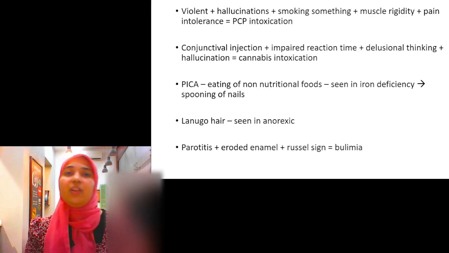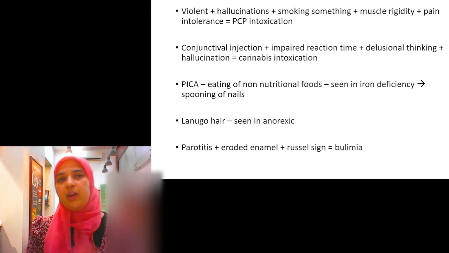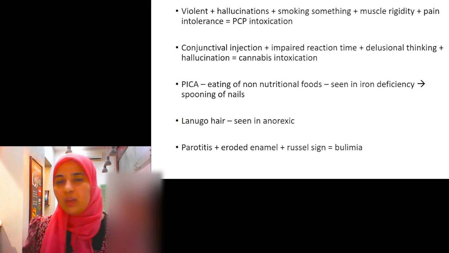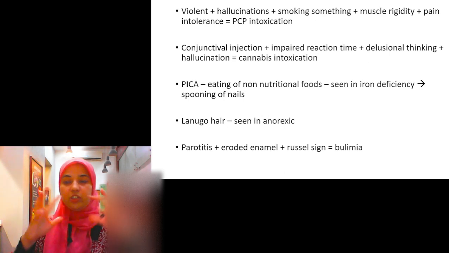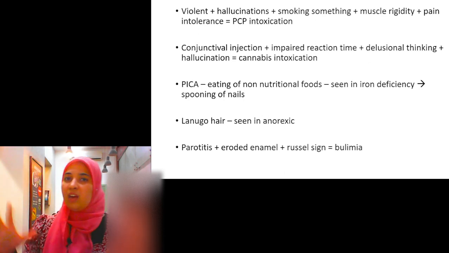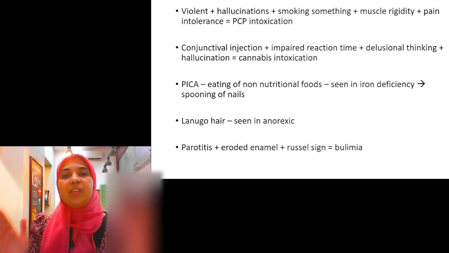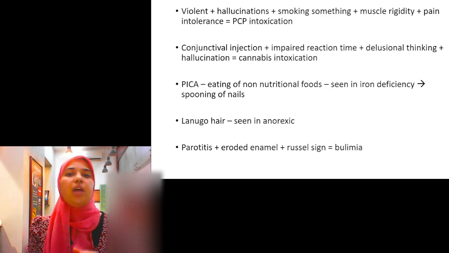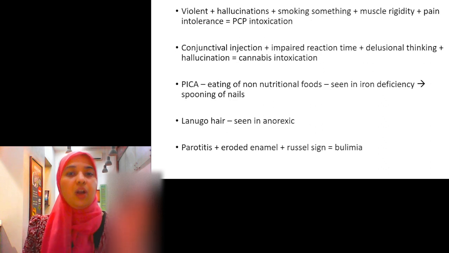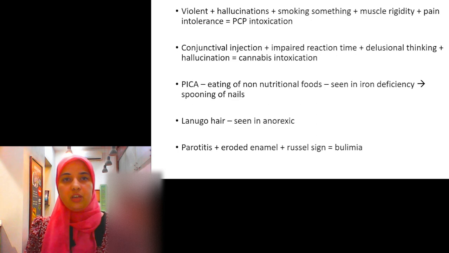If you get a clinical vignette of someone who is extremely violent, plus hallucinations, plus a history of having smoked something, right? Plus muscle rigidity, pain intolerance. Okay, they are extremely strong. They're not feeling any pain, with people trying to stop them from this violent behavior. You want to think of PCP intoxication. Conjunctival injection plus impaired reaction time plus delusional thinking and hallucination, think cannabis intoxication.